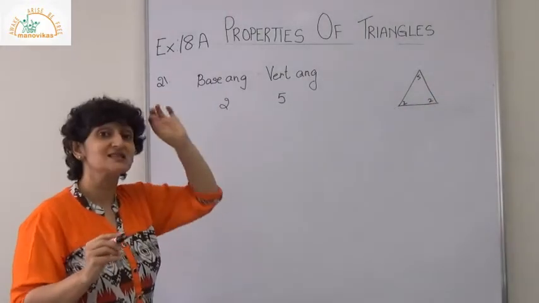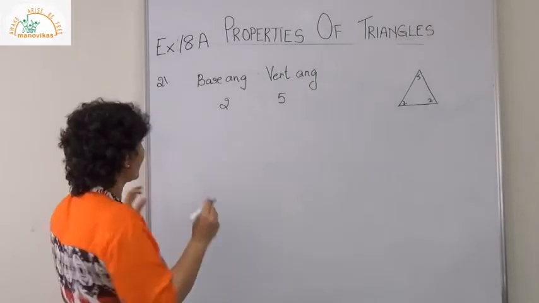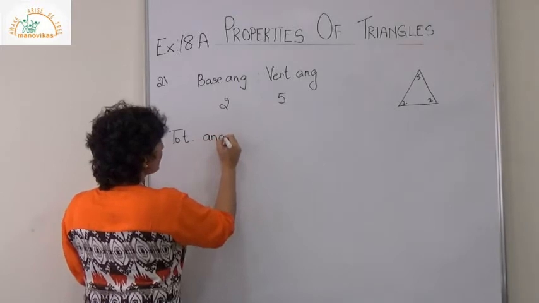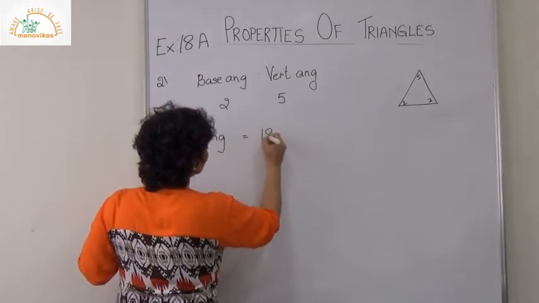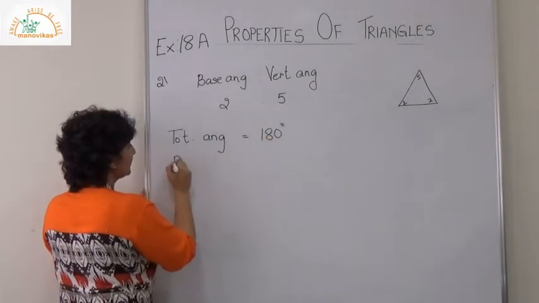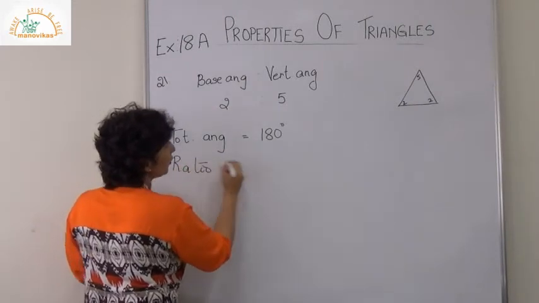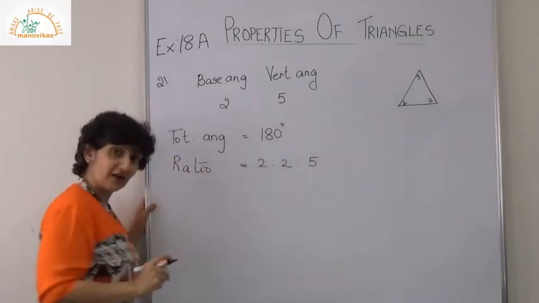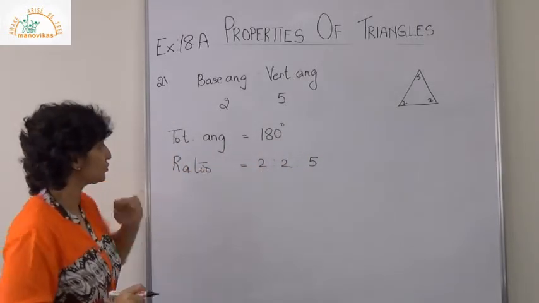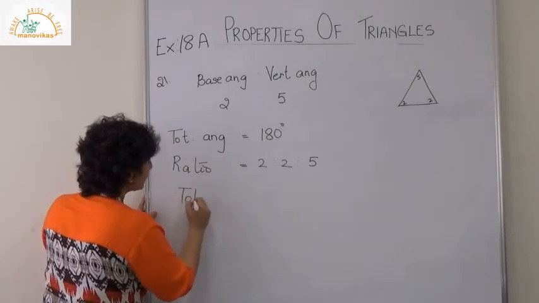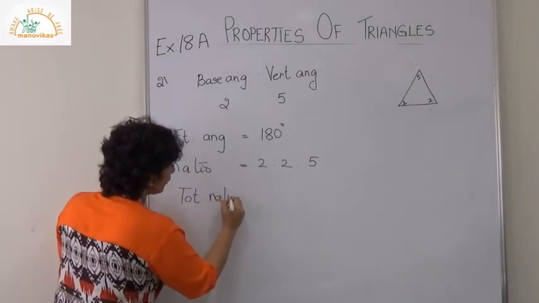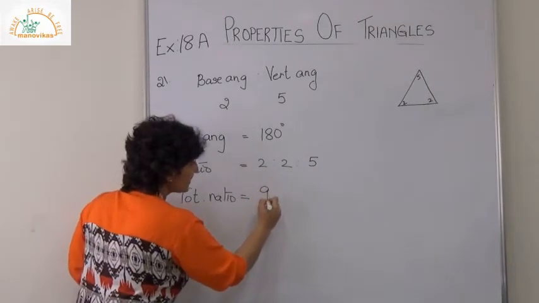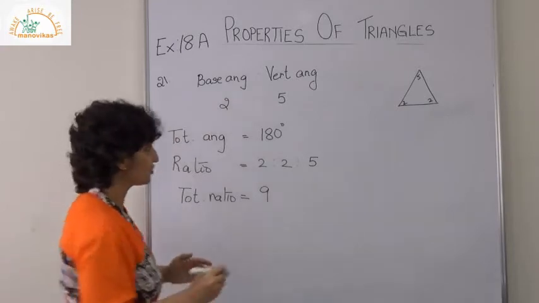Now what are we finding out? The sum of the angles of a triangle. So what is the sum of your total angles? It is equal to 180 degrees, correct? Then what is your ratio? Your ratio will be 2:5, isn't it? It is 2:5. What is your total ratio? Your total ratio will be 5 plus 2, 7. 7 plus 2 is 9. So let's find out each angle.